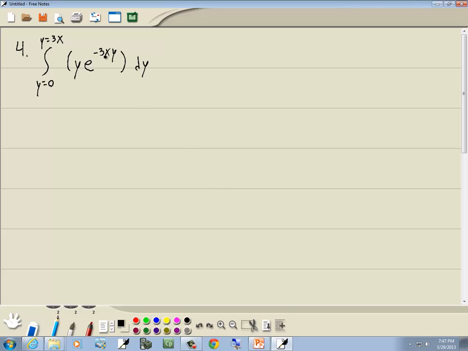Well, if I set u equal to the exponent here, like the previous problem, the derivative of that would give me a negative 3x dy, but I have an extra y here. We have to use integration by parts here. And with integration by parts, we have our three columns, S, D, and I. The derivative part's going to be the y. And the integral part will be e to the negative 3xy.